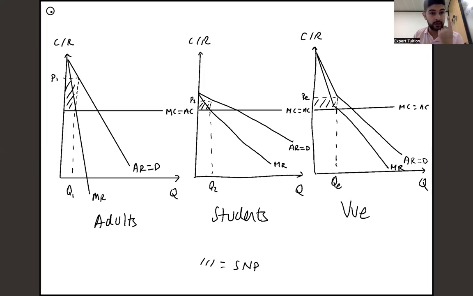set one universal price. In other words, when I describe this diagram, I say, by separating the market into sub-markets and charging a different price for the adults and students, View would generate more profit than if they had set one universal price of PE. That is very important to clarify. So this is the diagram that I want you to ideally draw.